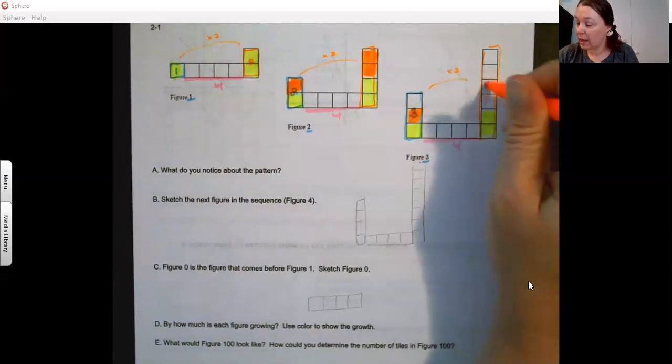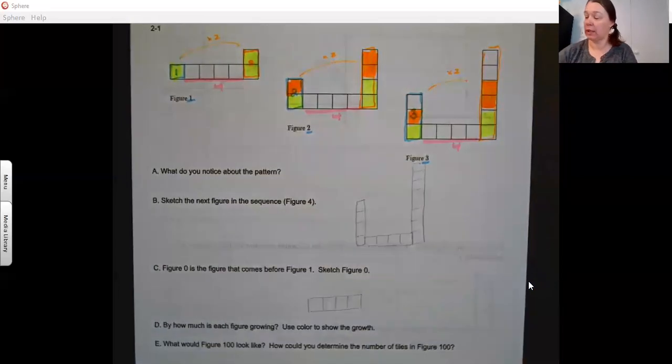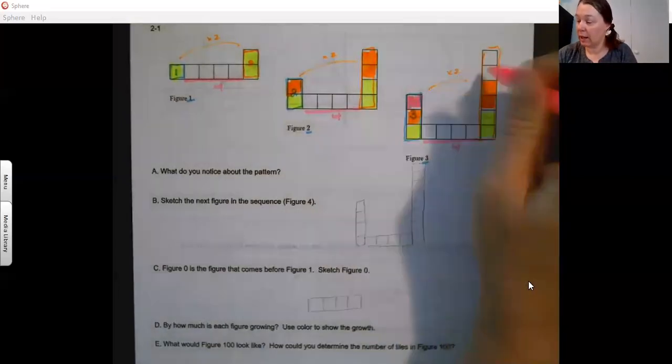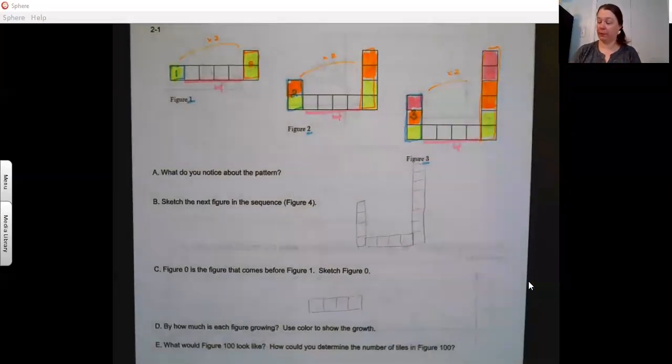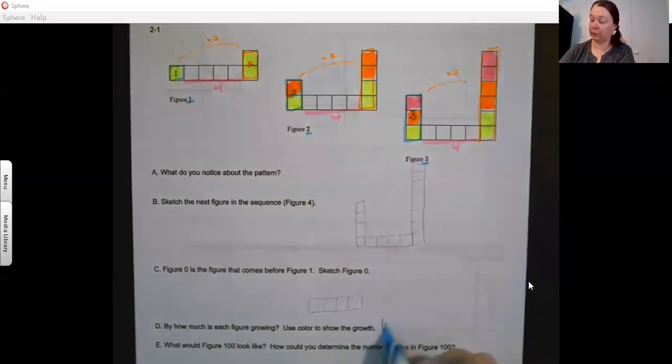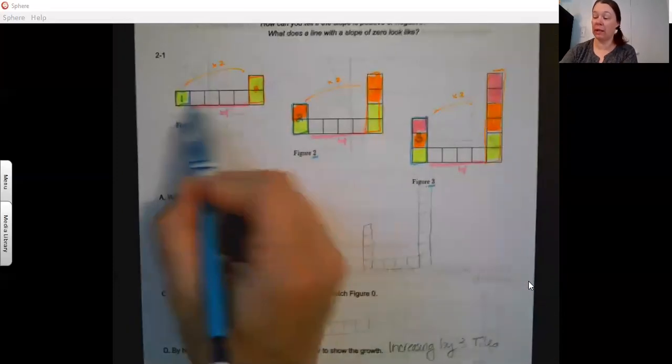So how many are being added on each time? By how much is it growing? And then the third one, it's like I had this and I had this. Did you see how each figure is increasing by 3? So you're increasing by 3 tiles each time. Now you might have also seen that if you counted how many tiles there were.